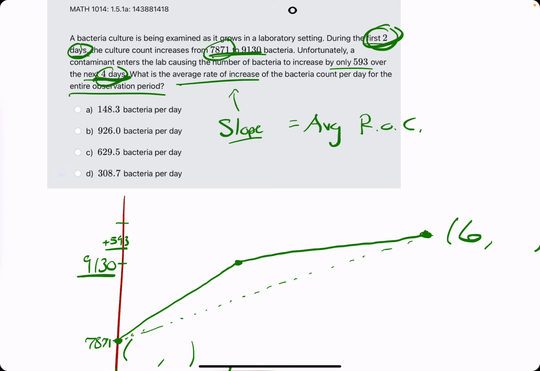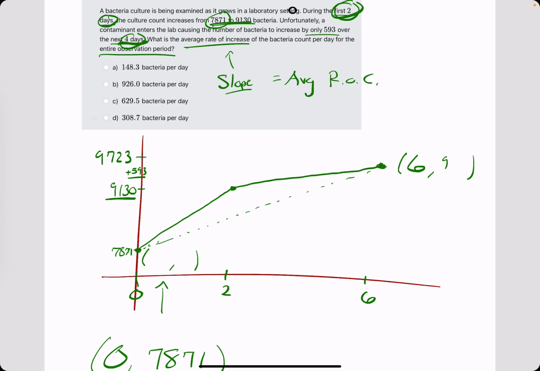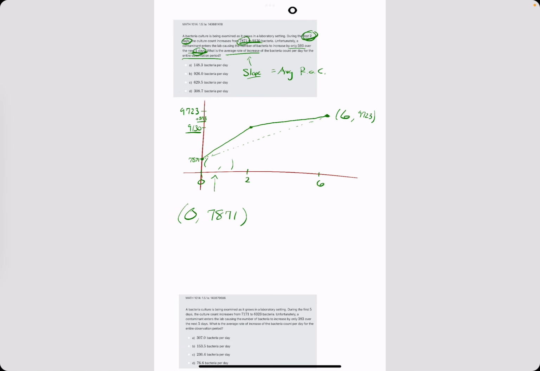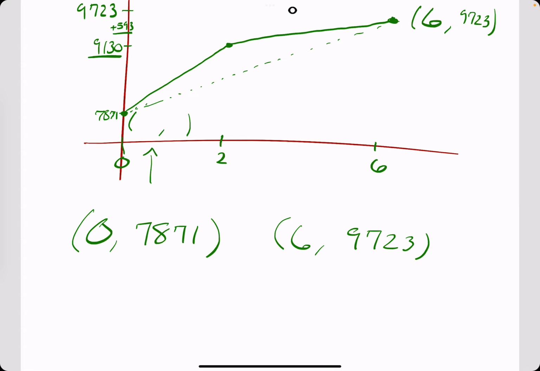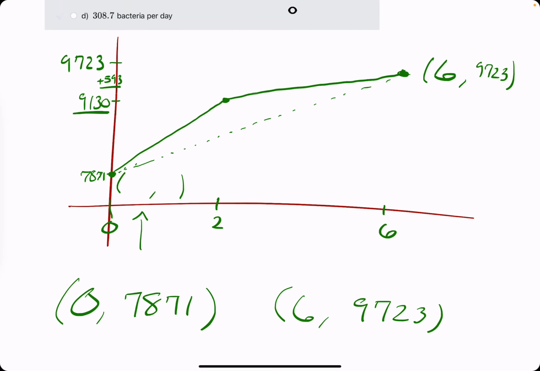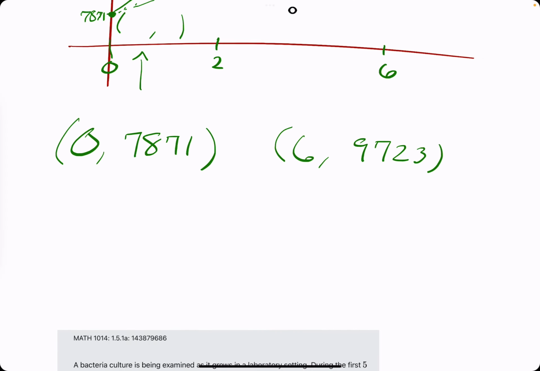Okay, let me use Siri real quick. 9130 plus 593. We get 9723. All right, so 9723 is our final population, right? So 6, 9723. So I'm doing this a very long way, but in the next example, I'll do it much faster, I promise. It's just I'm doing this to explain the whole graph visual idea of it.